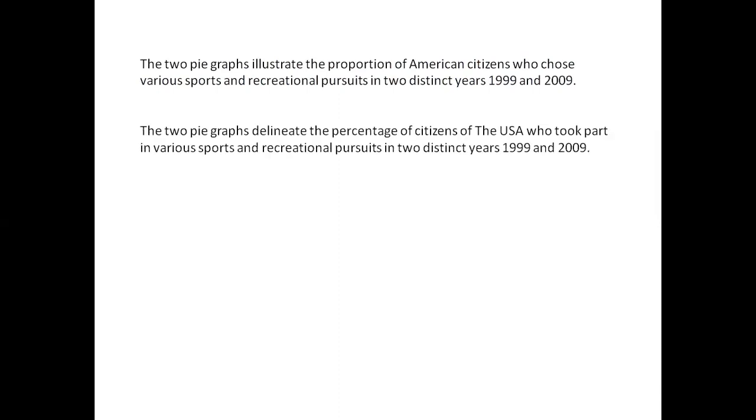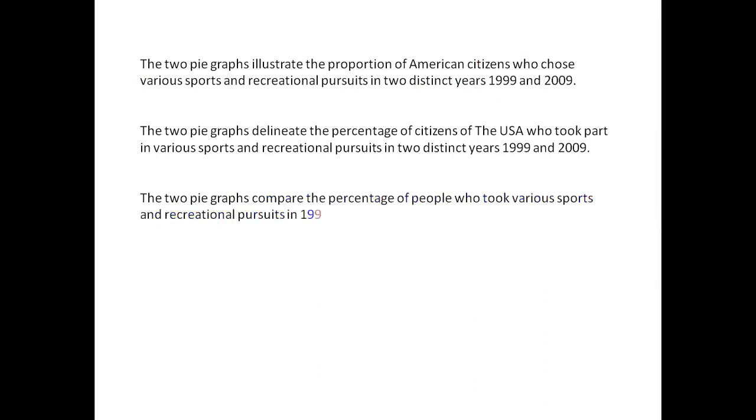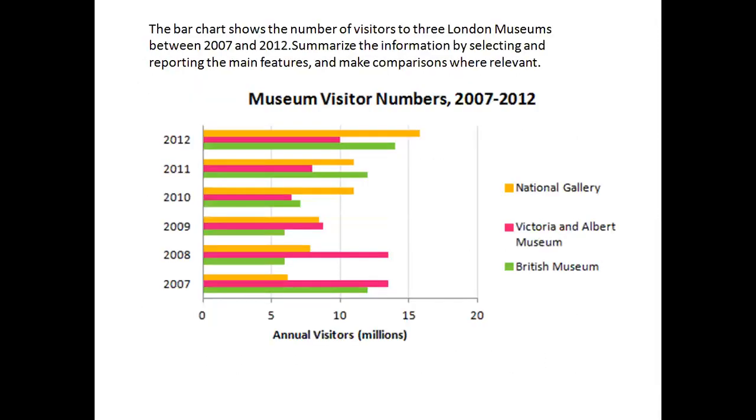It can also be written something like this. The two pie graphs delineate the percentage of citizens of the USA who took part in various sports and recreational pursuits in two distinct years, 1999 and 2009. Delineate also means represent. Since it compares as well, because a comparison is made between two years, we can also write: the two pie graphs compare the percentage of people, the percentage of American people you should be writing, not just people. You can see: the two pie graphs compare the percentage of American people who took various sports and recreational pursuits in 1999 and 2009.